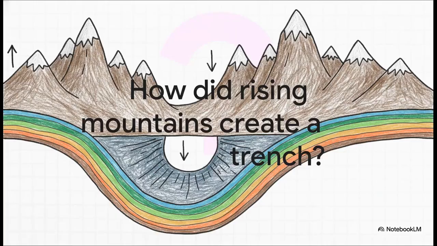So this naturally brings us to the core question driving our explainer today. How on earth did the rising of the world's tallest mountains accidentally create a massive 6-kilometer-deep trench right next to them? I mean, it seems totally counterintuitive, right? You build a massive mountain upward, but somehow you end up bending the Earth downward to create this giant basin. Well, in the world of geology, every action has a massive landscape-altering reaction.